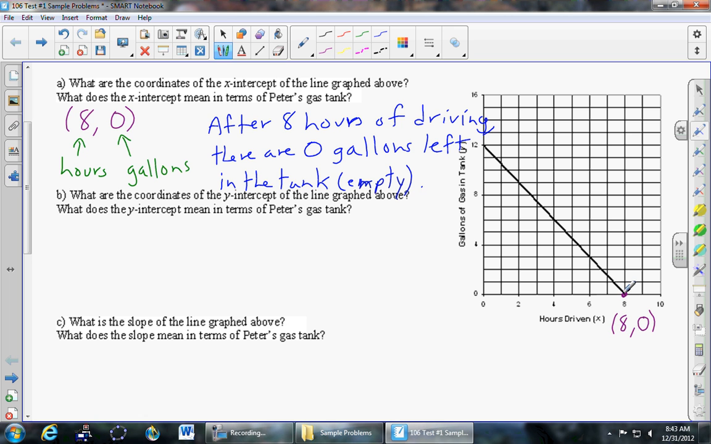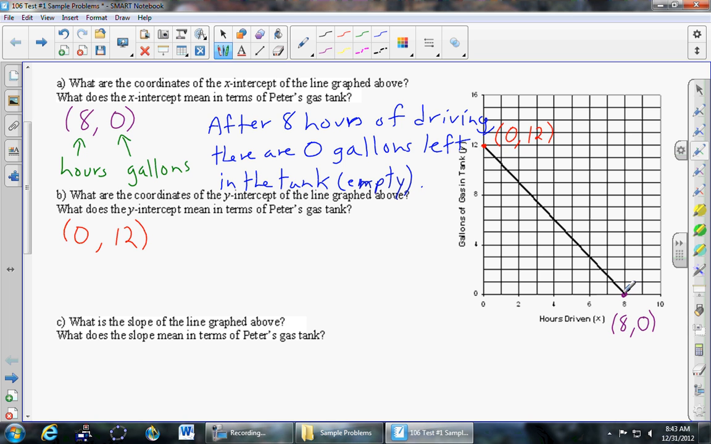Part B, what are the coordinates of the y-intercept of the line graphed? What does the y-intercept mean in terms of Peter's gas tank? So the y-intercept is this point right here. Again, it's got two numbers. One of them is 12 and the other one is 0. Make sure you put them in the right spots. So the y-intercept is (0, 12).